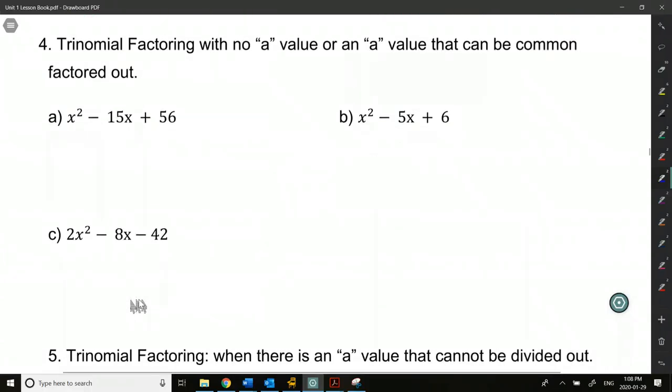Factoring. Fun fact, I just taught my calculus class, again, how to factor the other day.